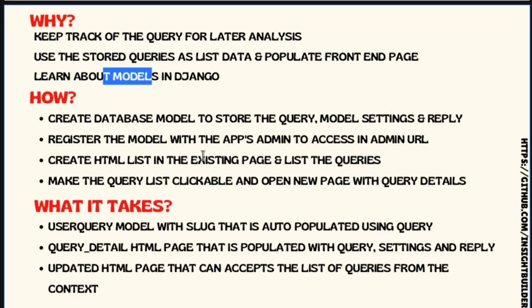We need to create an HTML list in the existing page and list the queries. If you have been following this series of videos, I have made another video introducing Llama 2 to Django. After you complete that tutorial, you might want to continue further and make the query list clickable and open a new page, like how I showed you a couple of minutes back. So what it takes: a user query model with a slug.